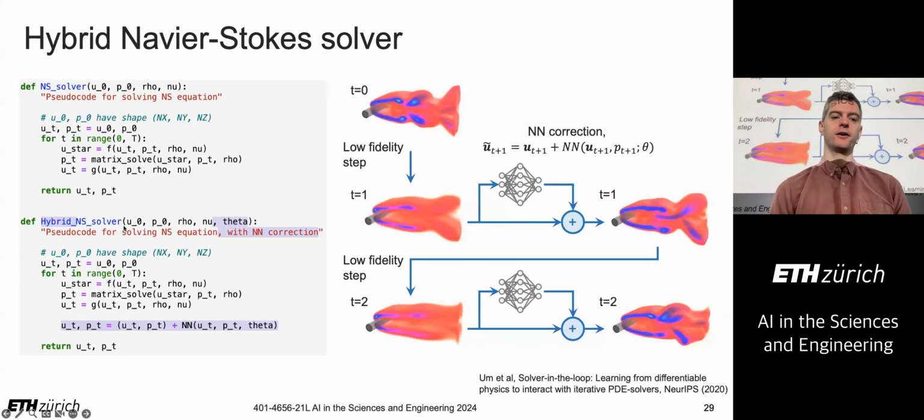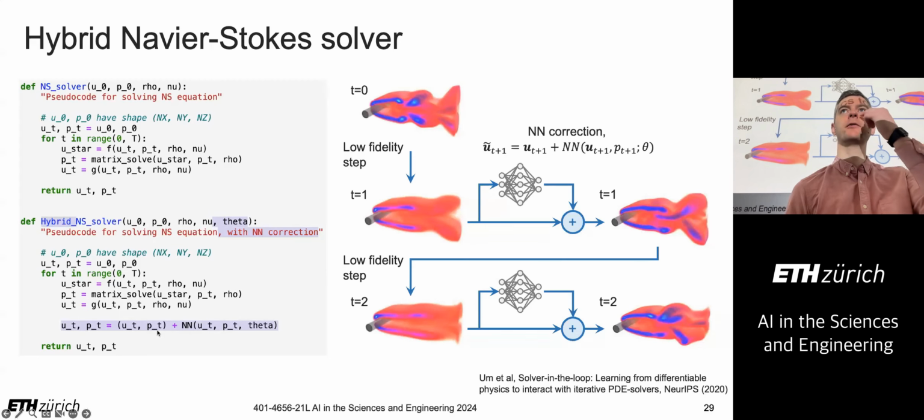So I've written the pseudo code for how this hybrid Navier-Stokes solver would look. And it's very simple. I've highlighted in the code here the changes. The only change in the algorithm is this extra line inside the for loop, where we take PT and UT, which is the prediction, the output of the low fidelity step, and we pass that through a neural network and add it to itself. So that's doing that residual correction that I just talked about.